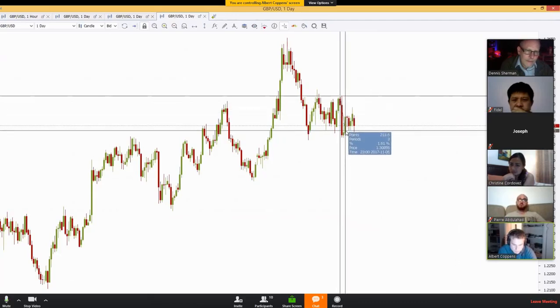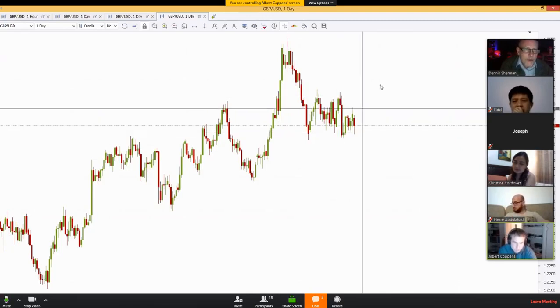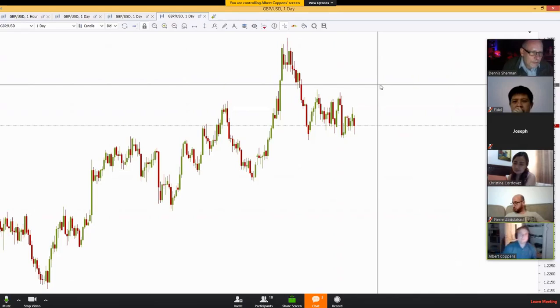There you go, 200 pips. Just like that. Scalp. It's a one-day scalp. That's scalping, a day trade. I'm a day trader. Albert would look at more important levels, right? Albert's not like me, a total day trader. He's a swing trader more.